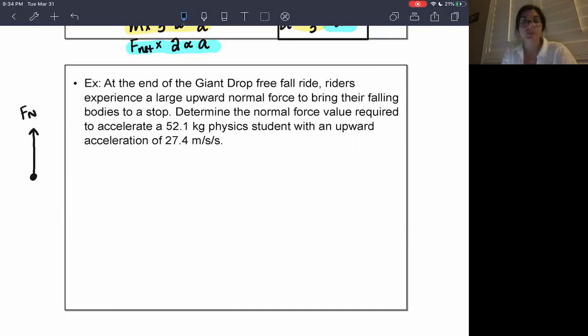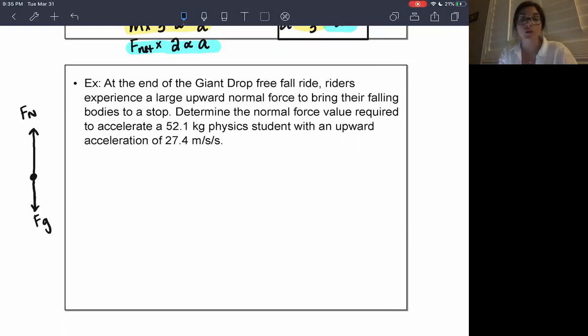Now, since this person is on Earth, there's also going to be another force that they're experiencing. You might be able to guess. That force is going to be gravity. Now I'm drawing my force diagram unbalanced because this person is changing their motion, they're accelerating, which means that my forces are going to be unbalanced.